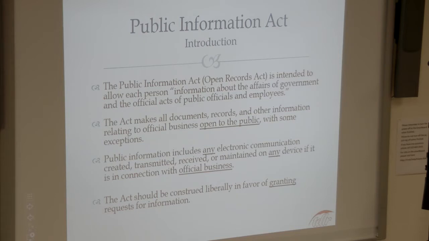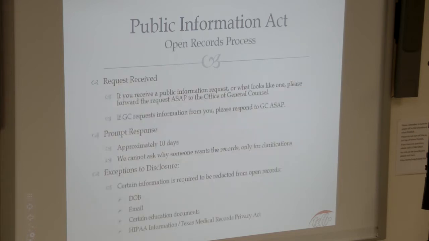A key point here is that public information can include not just paper records, but any kind of electronic information, emails, information in our databases, as well as files and paper documents. And the Public Information Act is supposed to be liberally construed in favor of granting access to the information.